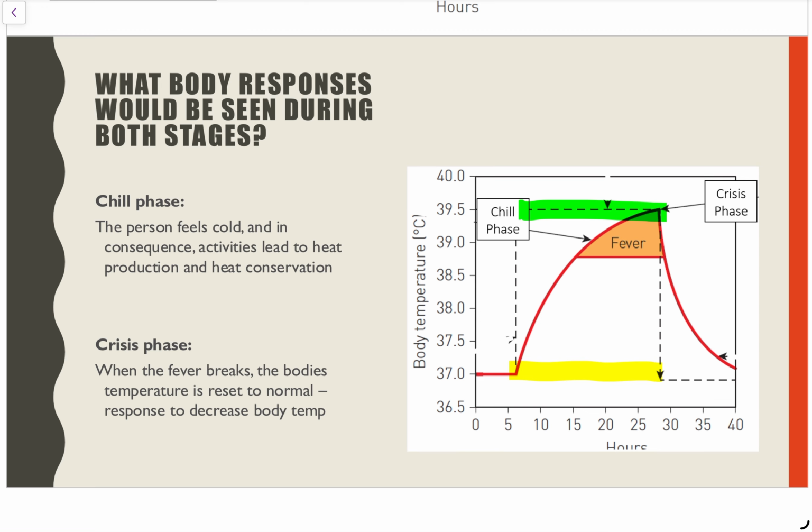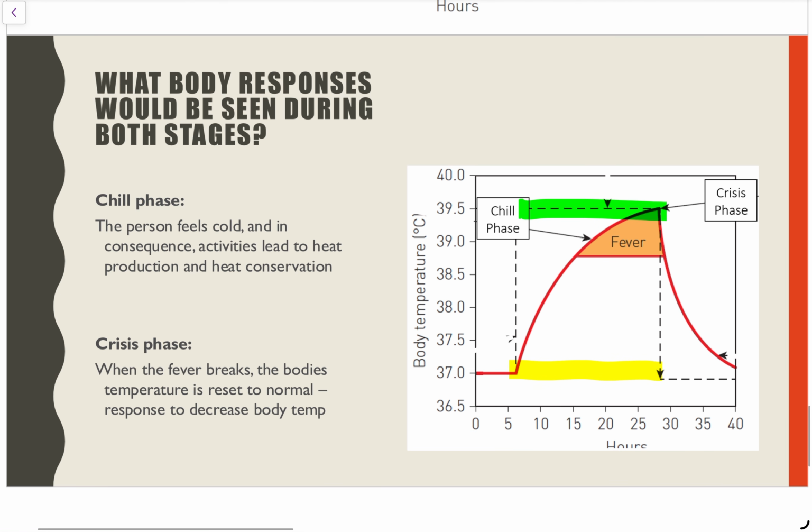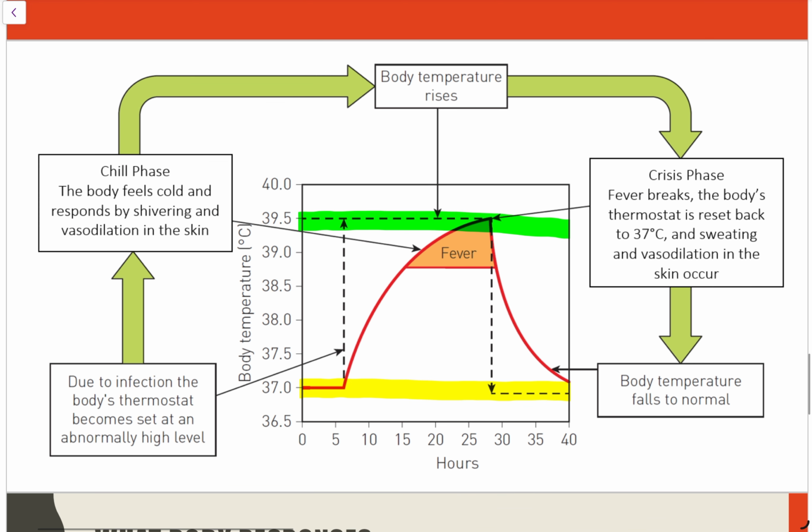Number 2, the crisis phase. When we're talking about the crisis, this is when the fever breaks. We want to bring our body temperature back down, so we're sweating. So that's a very quick overview of the lymphatic system and of fever. I definitely suggest you go and have a look at this diagram and see if you can explain each of these steps throughout the diagram in order to supplement your responses.